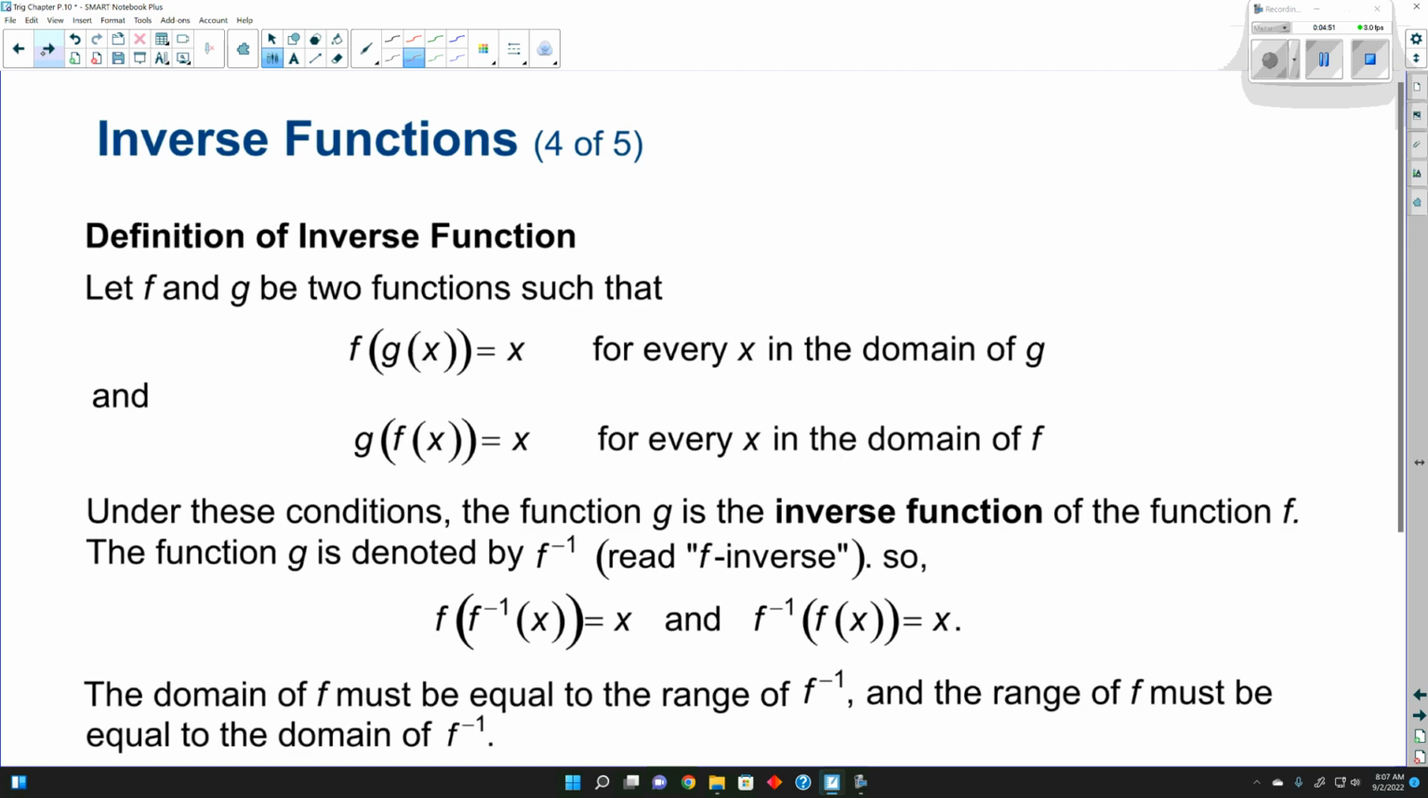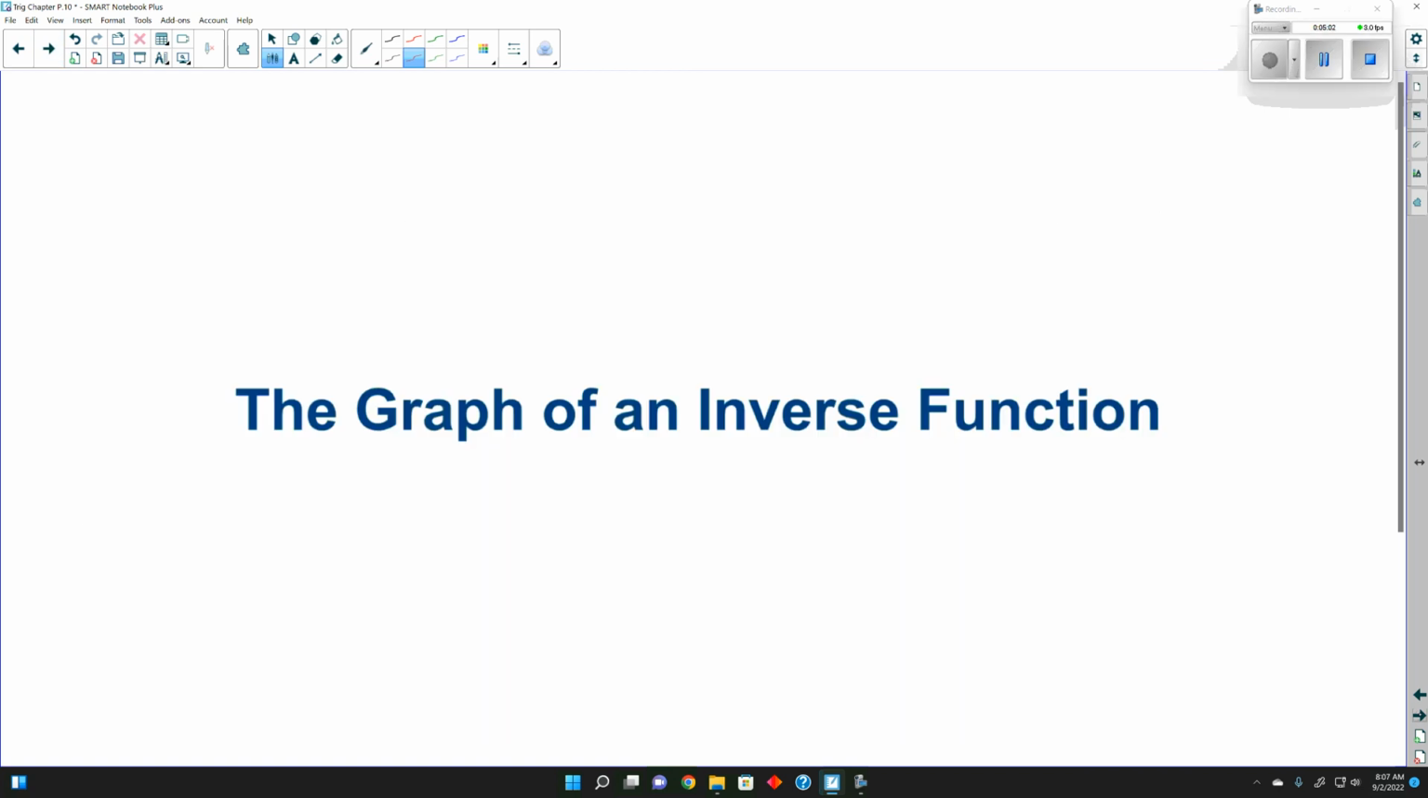But that's all inverses are. So then the domain, for every x in the domain of g, and for every x in the domain of f. And that's about it. I mean, we can delve more into it, but I feel like for the most part, y'all understand these inverses, understand how to find them. Yes?